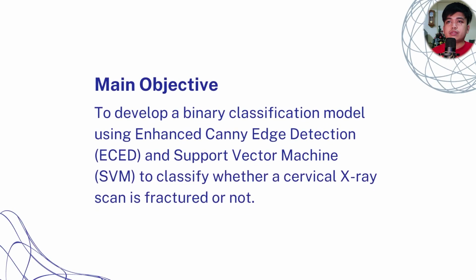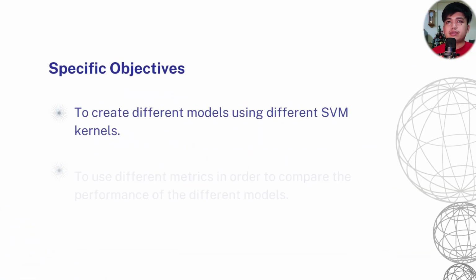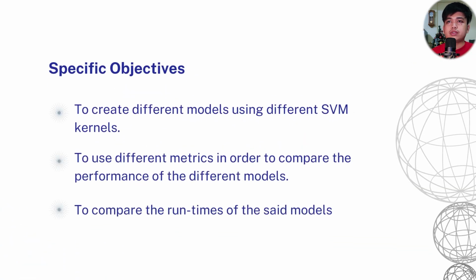Hence, the main objective of this mini project is to develop a binary classification model using enhanced cutting edge detection or ECED and support vector machine or SVM to classify whether a cervical X-ray scan is fractured or not. Specifically, the objectives are to create different models using different SVM kernels, use different metrics in order to compare the performance of the three models, and then compare the runtimes of the said models.